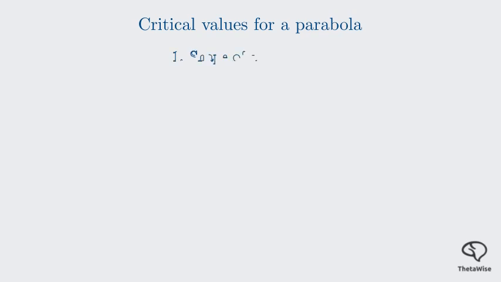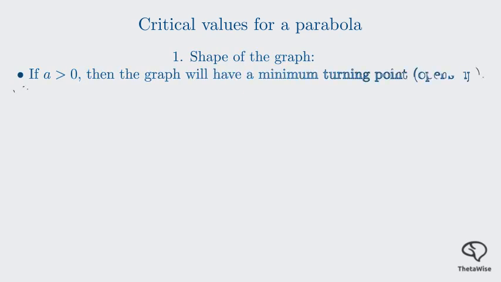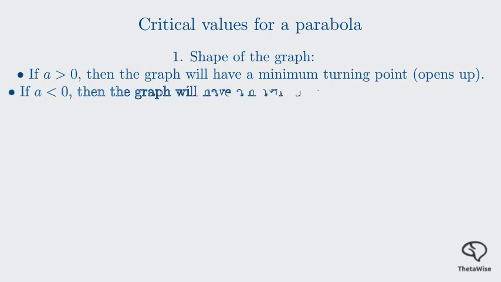First, we determine the shape. This is done by looking at the sign of the a coefficient in our equation. If a is positive, our parabola opens upwards and has a minimum turning point. If a is negative, it opens downwards and has a maximum turning point. So the sign of a tells us the overall direction.